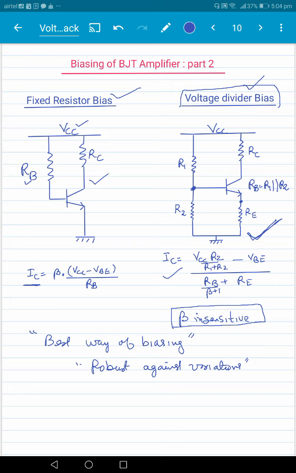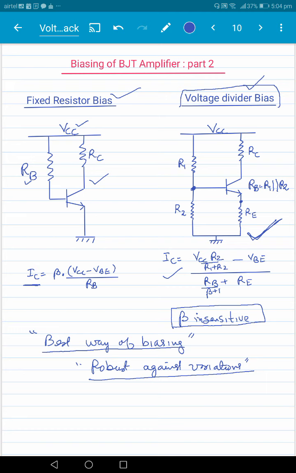Now, in general, in engineering and elsewhere also, we find that when you gain something, you lose something also. So in many of the discussions on this voltage divider bias, all the positive aspects are presented, and it is presented as if it's the best way of biasing and is very robust against variations. And the other side of the story is not presented, that when you gain something, you lose something also. So let's look at those aspects in this particular discussion.